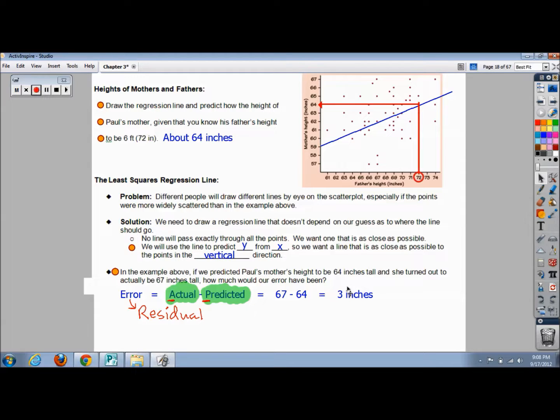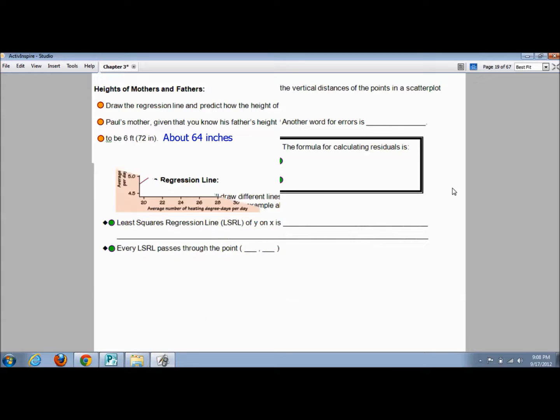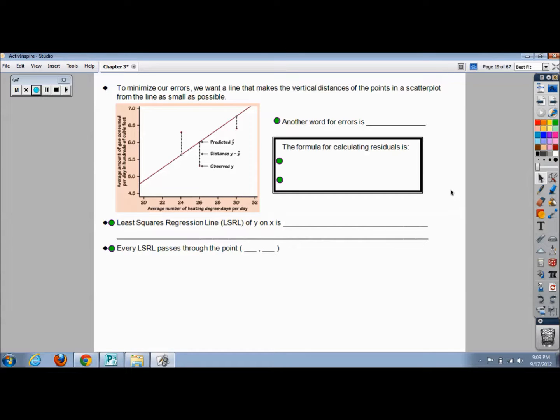It just meant that you over-predicted instead of under-predicted. Alright, so again, here's this idea of the error, the residual. And here's where I'm actually going to talk about it. What we want to do with this line is minimize these distances as much as possible.